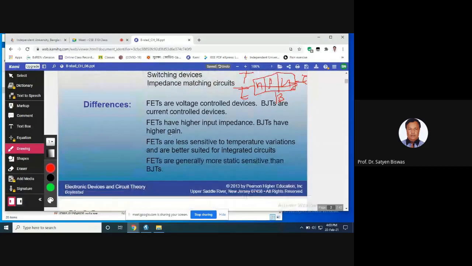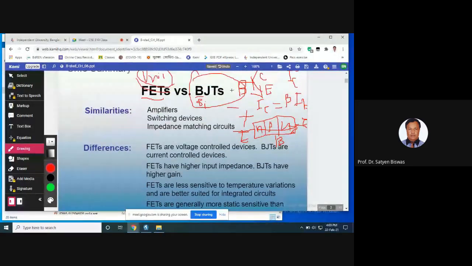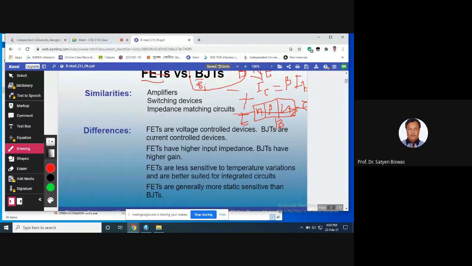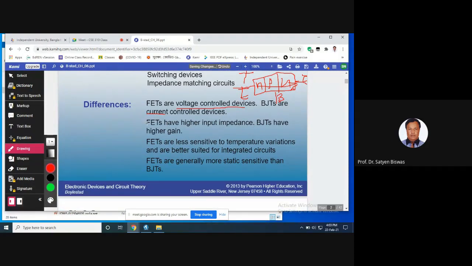And we'll learn that. The BJT is a current control device, and the FET is a voltage control device. We'll see how the voltage is controlled. The FET has a higher input impedance, very high, and the BJT has higher gain. This one is better in terms of gain, for magnifying.